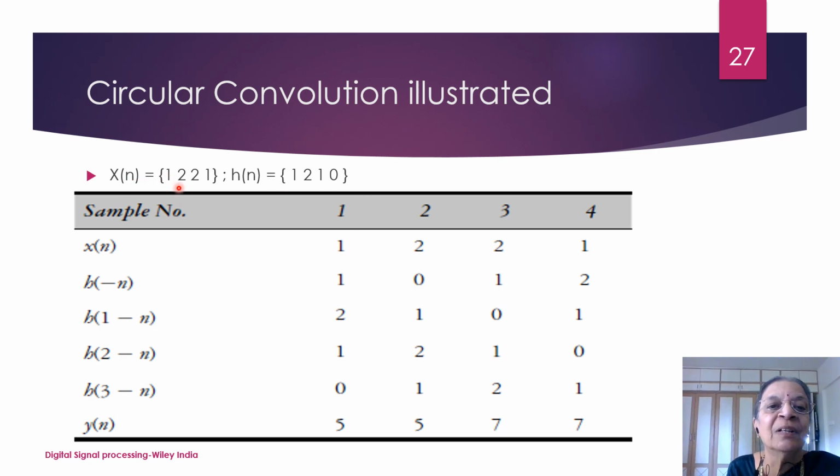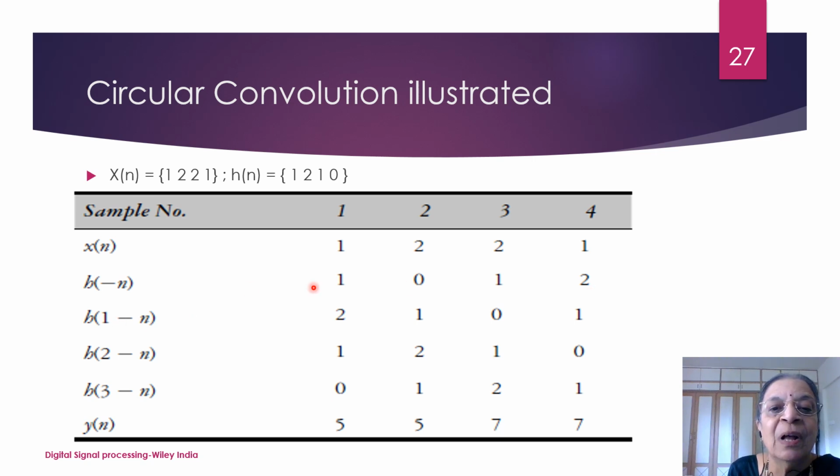Now suppose x(n) is 1, 2, 2, 1. That is the first sequence. The second sequence is 1, 2, 1, 0. I will first reverse it in the time domain, time reversal. So 1, 2, 1, 0, how will it be time reversed? 1 will be kept as it is. This 0 will come here, 2 will go there. So 0, 1, 2. This is now circularly reversed.